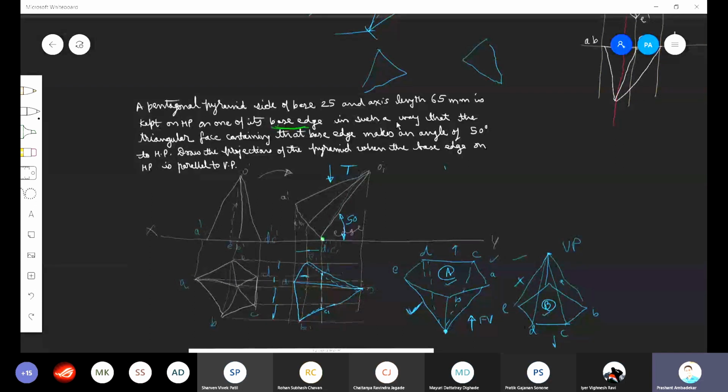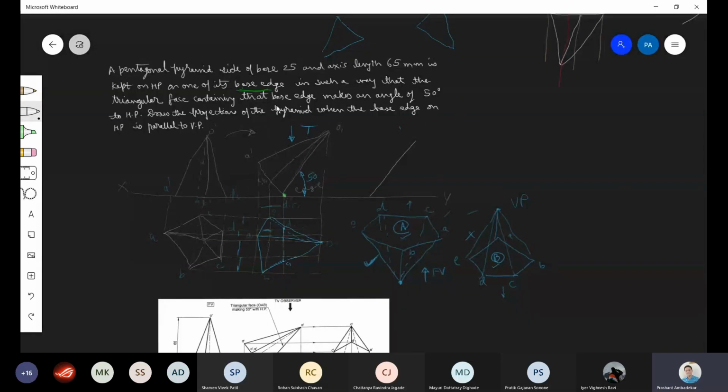And then in such a way that the triangular face containing that base edge makes an angle of 50 degrees. So this is the triangular face. So O, D and C, something like this, that is making an angle of 50 degrees. I will not draw it now. You can see this is a triangular face where we have 1 point here, second point here, and third point into the screen, which we cannot see. Exactly behind this, there is a third point. It forms a triangular face and it makes an angle of 50 degrees.